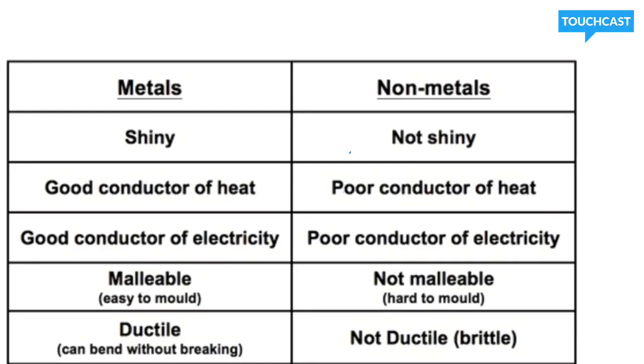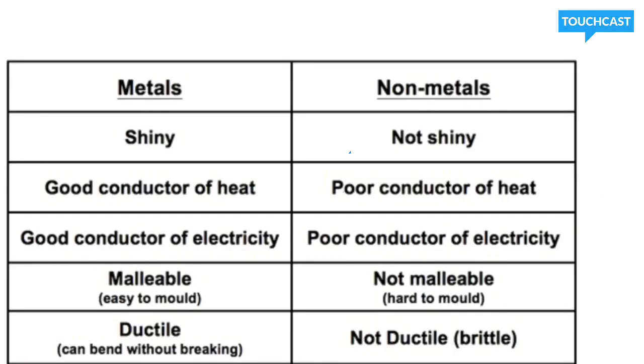Now, nonmetals are the exact opposite. Their luster is going to be not shiny. It's dull. They're poor conductors of heat and electricity, and the other name for that is an insulator, kind of like the plastic on the outside of a wire. That's to keep you from getting shocked, because it insulates and it keeps the electricity from going through it.